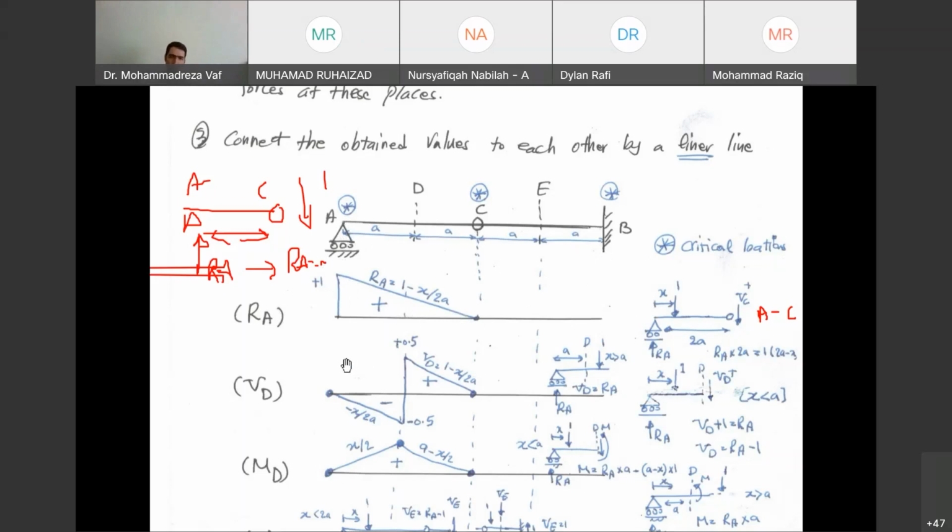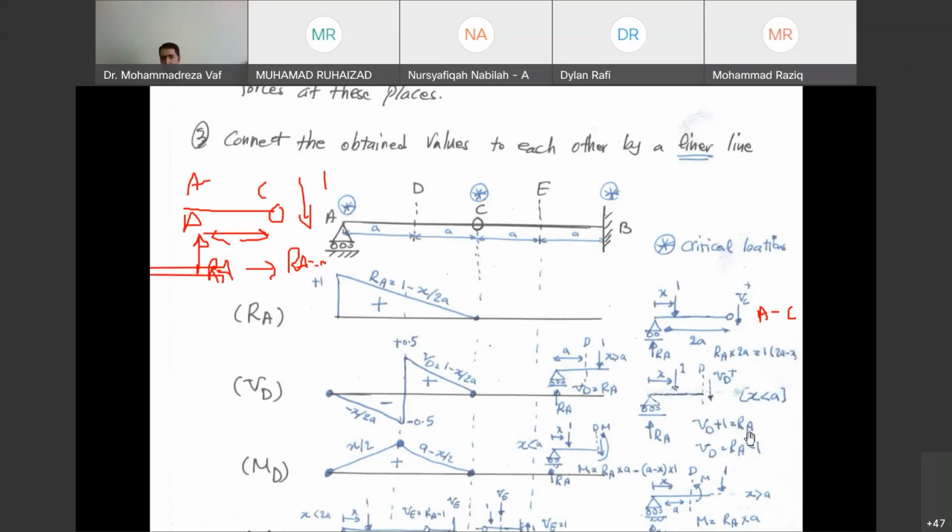Now let's go and draw the second influence line, which is the influence line for shear force at point D. So we want to see how the shear force at point D changes when the load passes from point A to point B. Okay, we do the same, meaning we are going to look into point D when the load is before point D and when the load is after point D. So I cut my beam at point D.